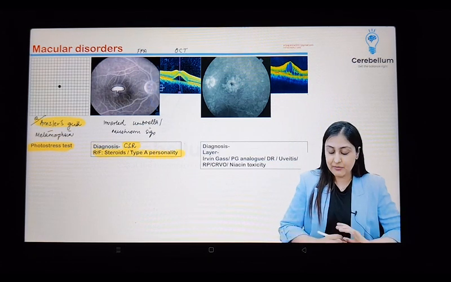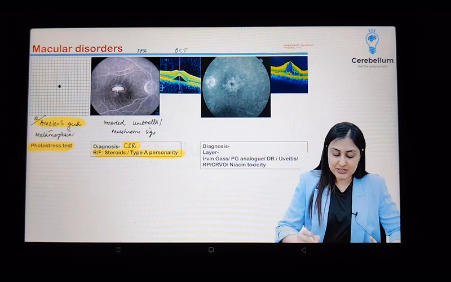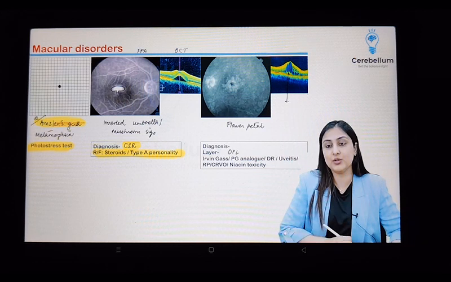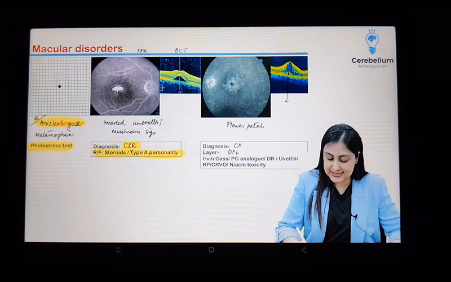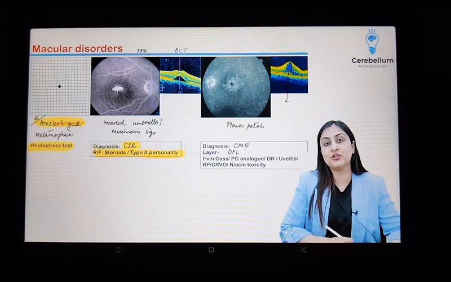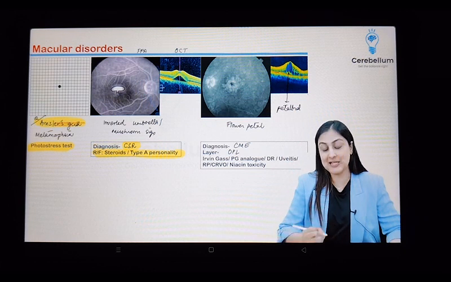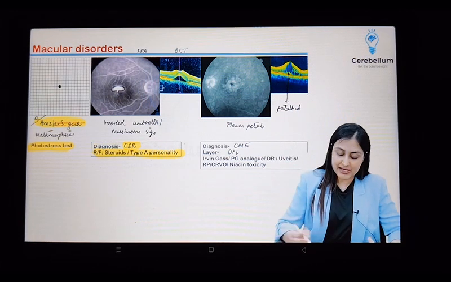On the other hand, when you have a bunch of risk factors and you see this petaloid sort of appearance, do you see this flower petal appearance? This is because there is edema in the outer plexiform layer. OPL is what is involved here. This is CME, cystoid macular edema, and that is why you have this petaloid sort of edema on OCT as well.